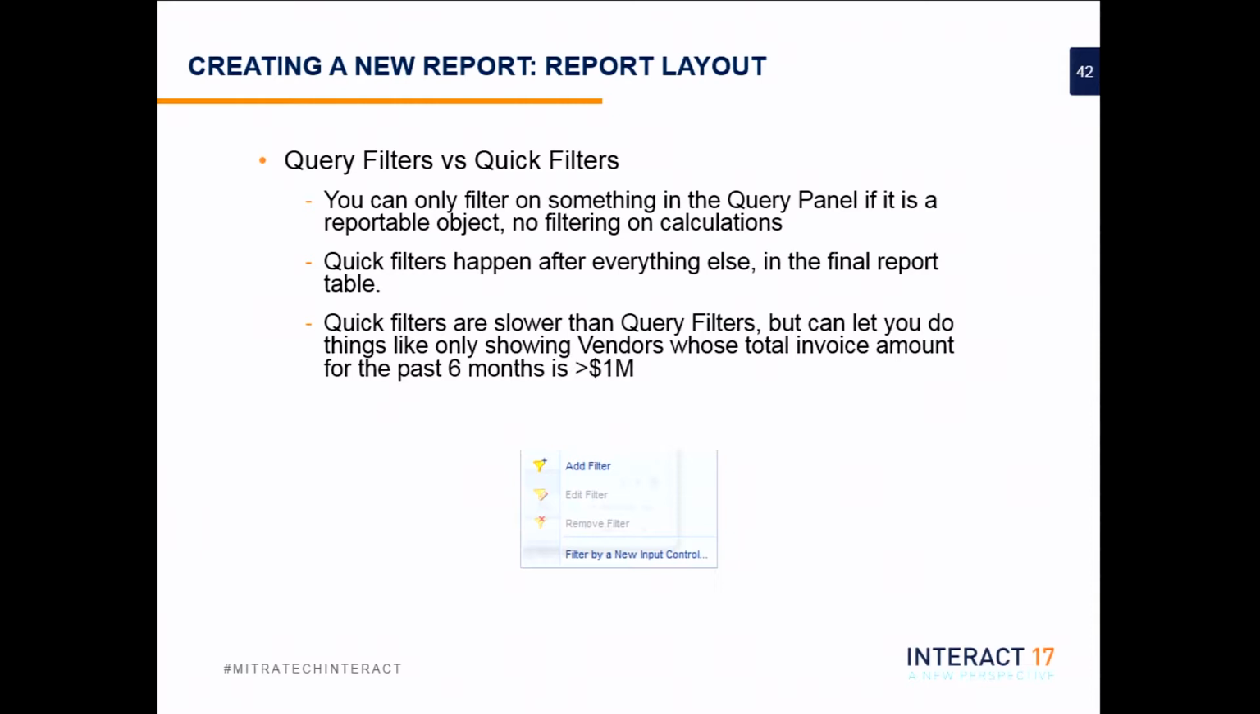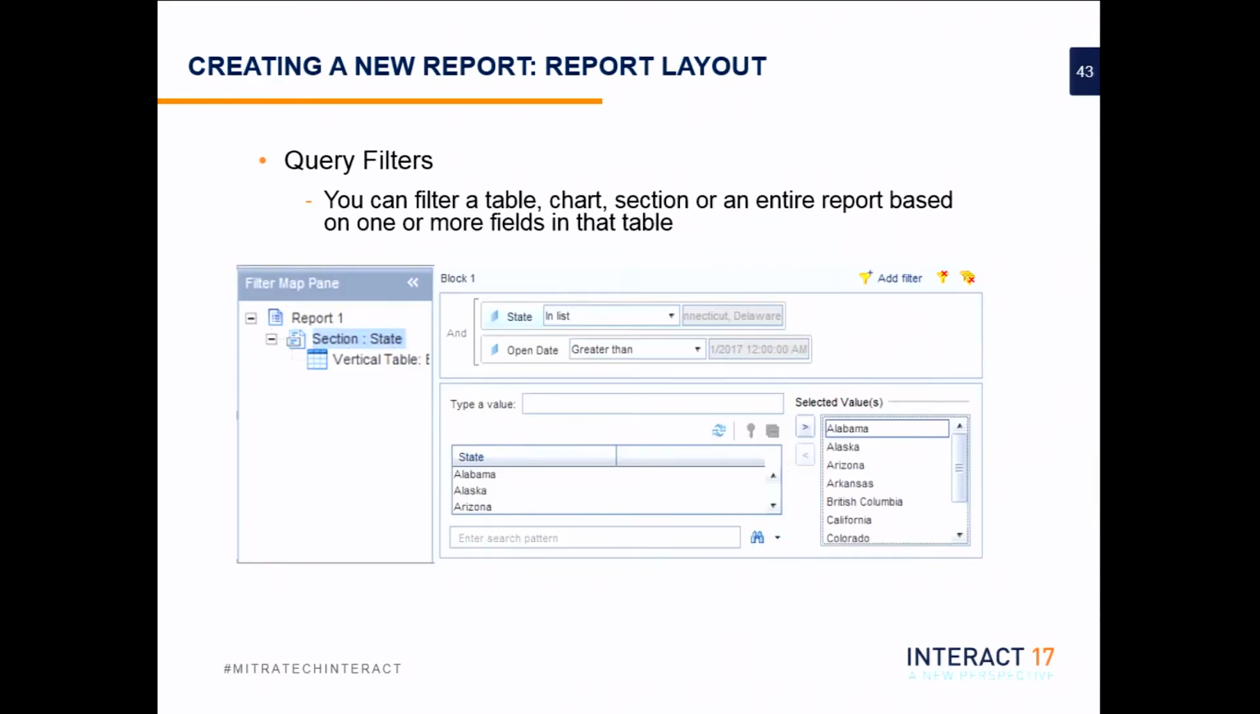Another example, you can do something like only show vendors whose total invoice amount for the past 6 months is greater than $1 million. You can show just matters where there is not a progress note in the last 30 days. So it's possible to, that's a typo, that should say quick filters.